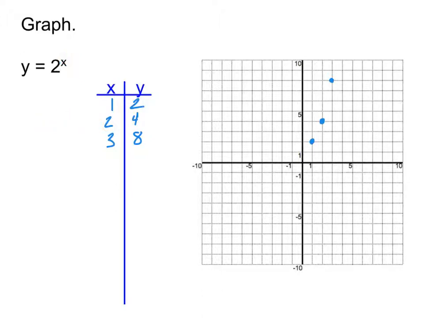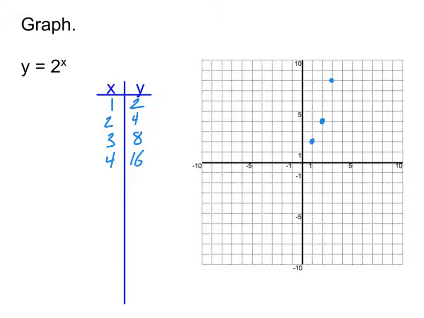Notice there's actually a nice little pattern since I am just multiplying by another 2. So when I go to do x is 4, that just means I'm multiplying by 1 more 2. So 8, well, that's like taking the 8 that I just found and multiplying it by 2, which is 16.